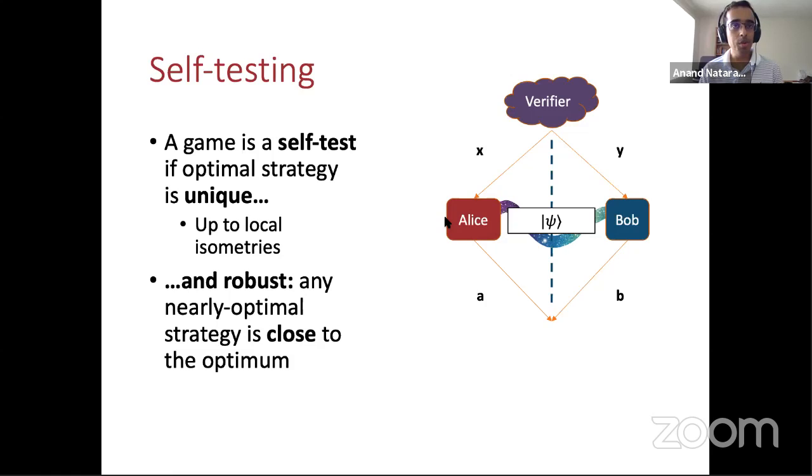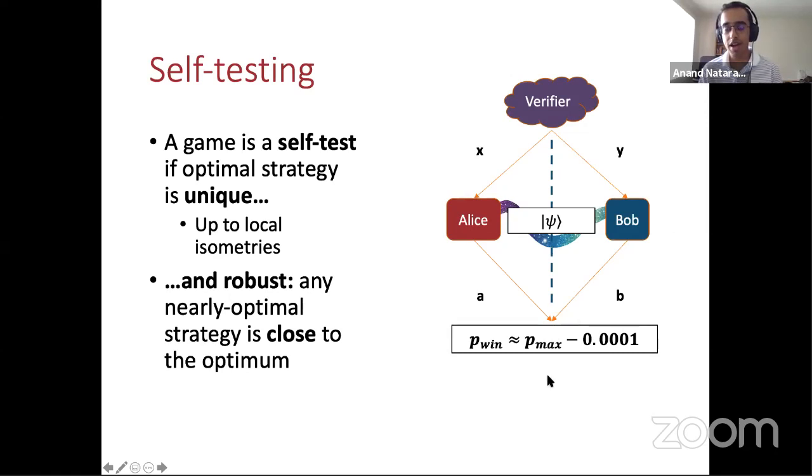And moreover, we want to say that this optimal strategy is also robust in the following sense. Any strategy for this game that achieves a success probability close to the optimum should itself be close to the optimal strategy. So if this game is a self-test and I observe that Alice and Bob succeed with a probability very close to the maximum probability, then that should imply that their quantum state is very close in some appropriate distance metric. Basically, up to local isometry, in some version of the 2 norm, it should be close to this unique optimal state. So that's what we want to say for the state.